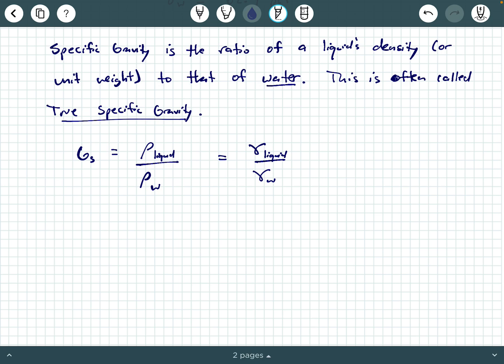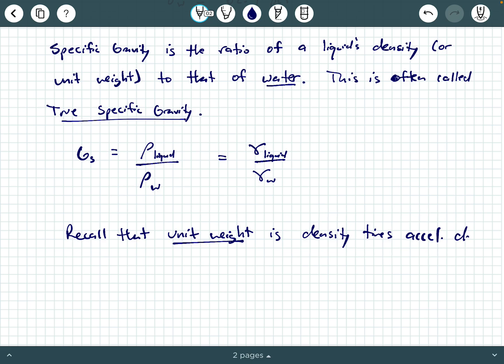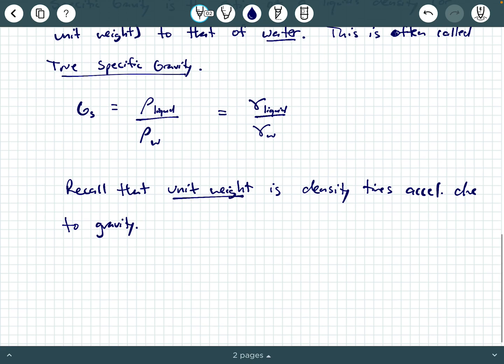Why is this all true? Well, recall that unit weight is density times acceleration due to gravity. All right, so if you remember, gamma, the same unit weight we've been talking about, is rho times g. Well, why is that? Why is that rho times g?